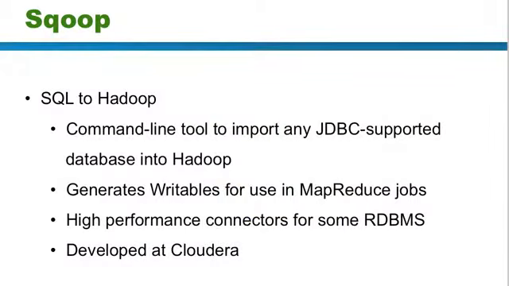So what comprises these tools in Cloudera's Hadoop ecosystem, and what do they mean? Well, we'll start with Sqoop. Sqoop is a SQL ingestion system for Hadoop. It's a command line tool to import any JDBC-supported database into your Hadoop file system. It generates writables for use in MapReduce jobs, and there are high-performance connectors for multiple RDBMS systems. It was developed here at Cloudera.